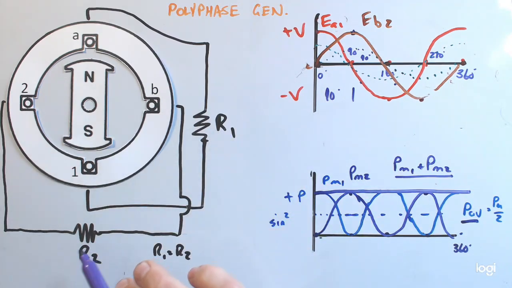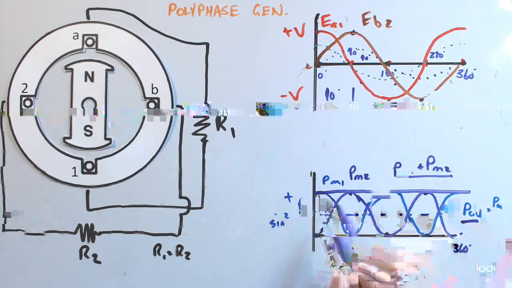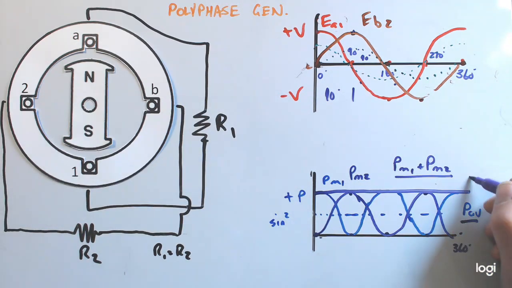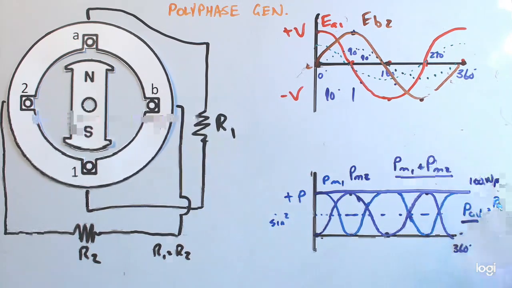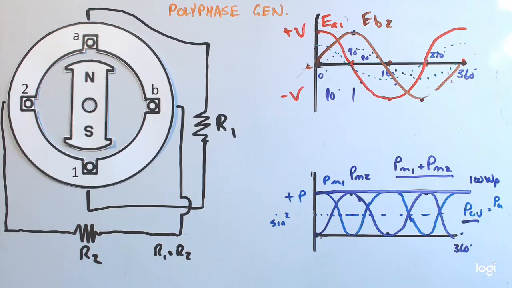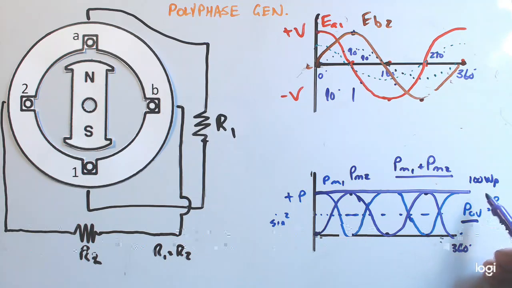Yes, they are separate loads, and I'll come back to that in a moment, but we have just increased the total average power to not PM over 2, but just PM. Meaning that if each of these waveforms independently was developing 100 watts peak, now our total average power delivered to these two loads combined is 100 watts, or 100 joules every second.